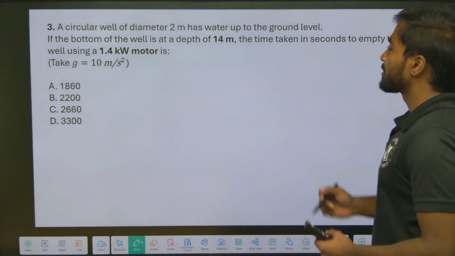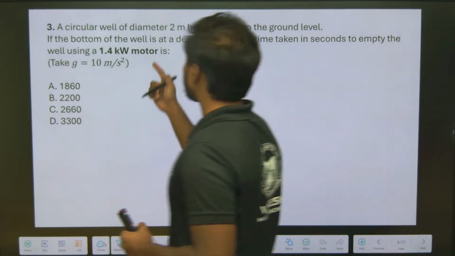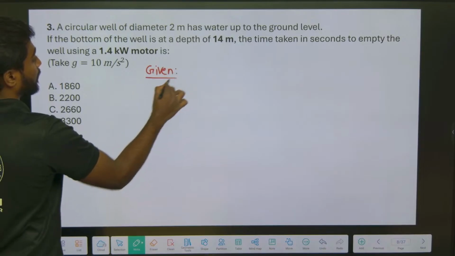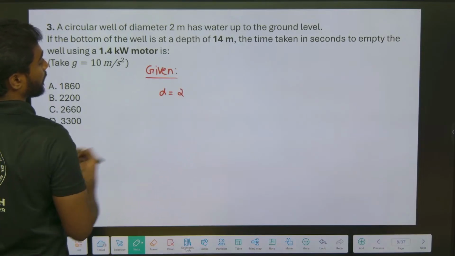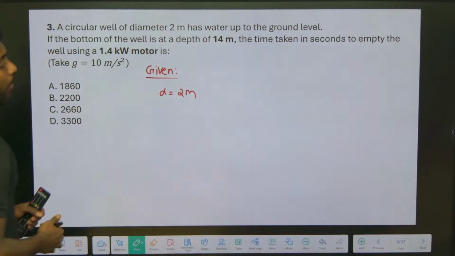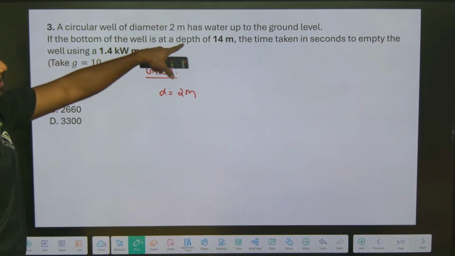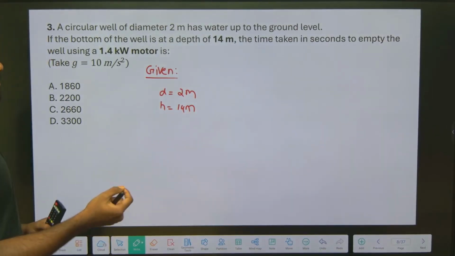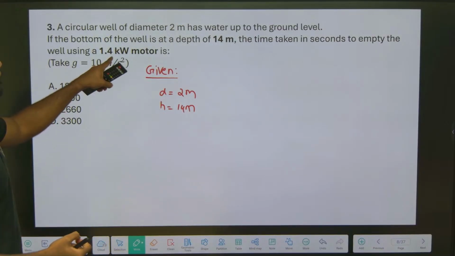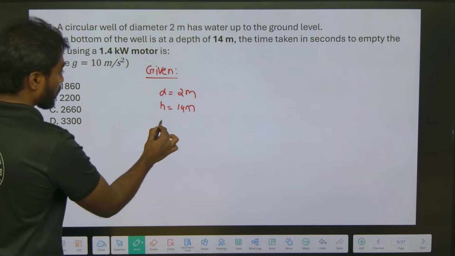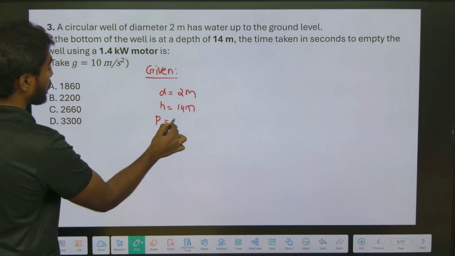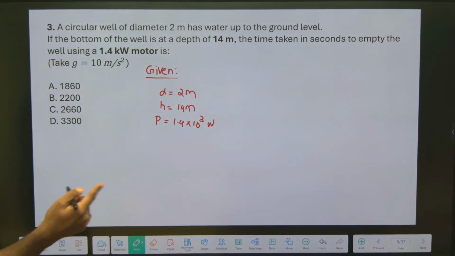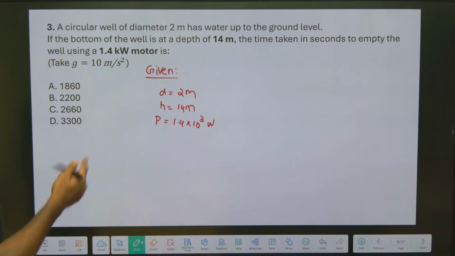Yes, so the next question is: a circular well of diameter 2 meters. So what are the things given? First thing, diameter is 2 meter. The well is full of water up to ground level, and the depth of the bottom of the well is, so height is 14 meter. What is the time taken in seconds to empty the well using a 1.4 kilowatt motor? So for the 1.4 kilowatt motor, power is 1.4 × 10³ watt. How much time is taken in seconds to empty the well?